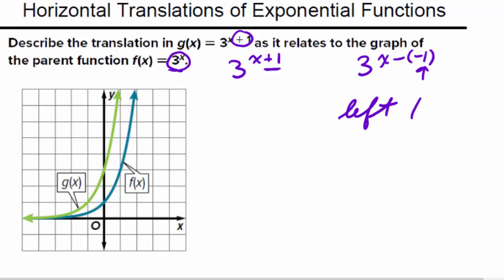So if we go to f of x, which is here, we look at the y-intercept, you'll notice the y-intercept moved 1 unit to the left. If I come up to this position, that x, that xy, this one also moved 1 unit to the left. So the whole graph is just moving to the left 1 unit.